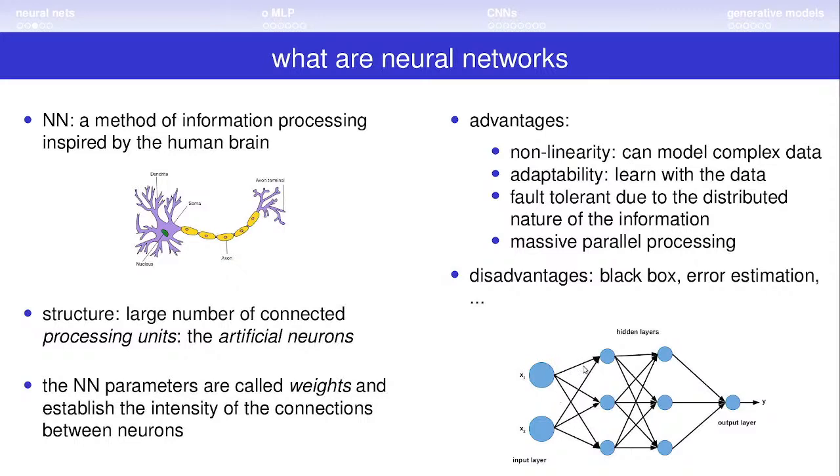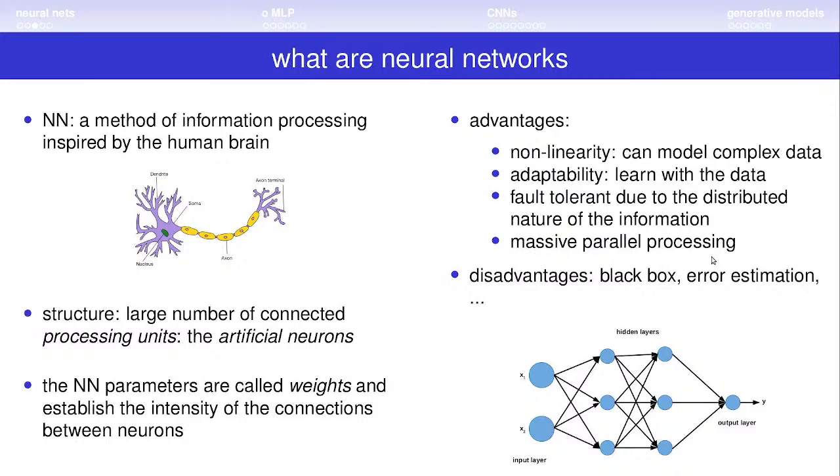It is in the weights that the information is contained in a neural network. What are the advantages of neural networks? They implement very easily nonlinearity, and in this sense, they can model very complex data. Adaptability: they learn with the data. They are fault tolerant due to the distributed nature of the information. That's why we can work, for example, with missing data in many cases. And they implement intrinsically massive parallel processing.